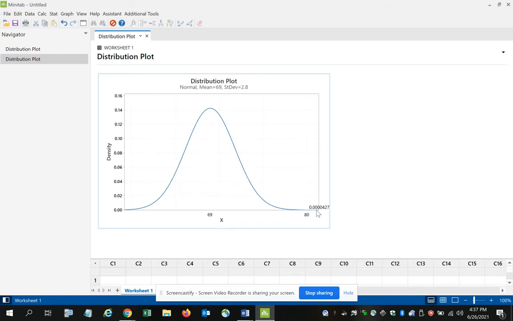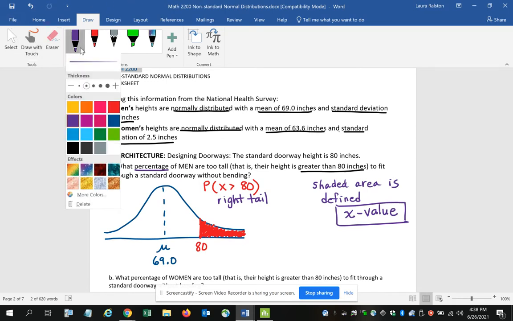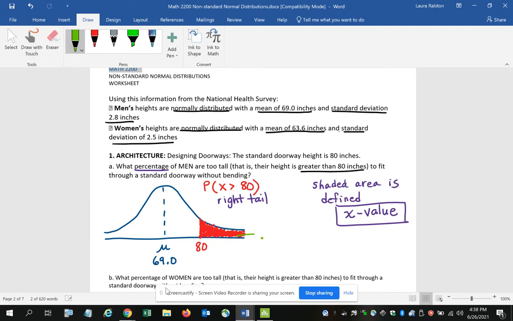My answer is this small decimal number. It's such a small number you can't hardly see it on the graph, but it's 0.0000427. Okay, so I'm going to write that decimal number now. Based on what Minitab tells me, this shaded area in decimal form is 0.0000427. Now that's a decimal.